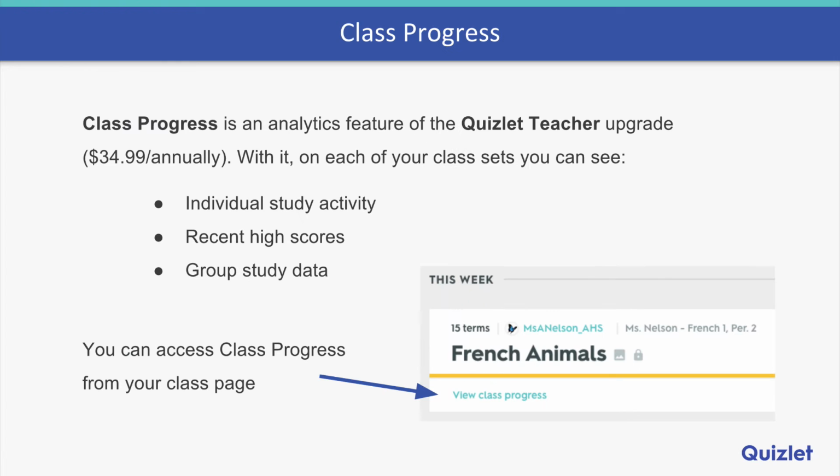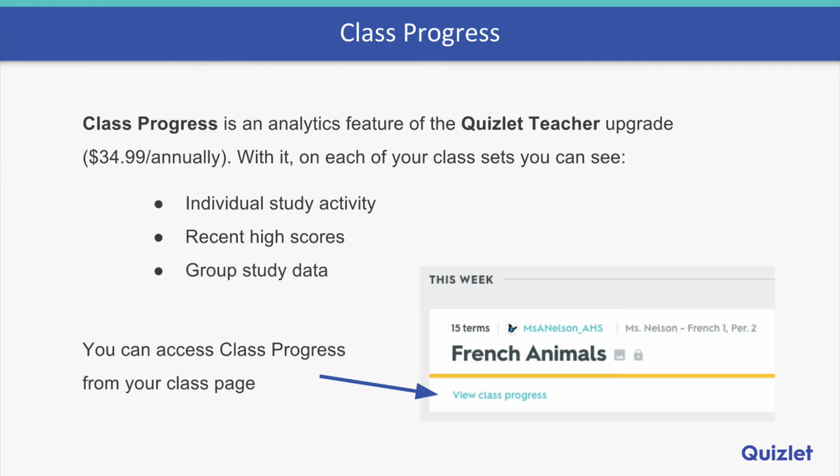Okay, so now let's move on to class progress. Like I mentioned before, class progress is our study data dashboard feature that comes with the Quizlet Teacher upgrade. With class progress, you'll be able to view individual study activity, recent high scores, and group study progress. You can access class progress easily from each set page or from your class page. There's actually a great quick link from your class.